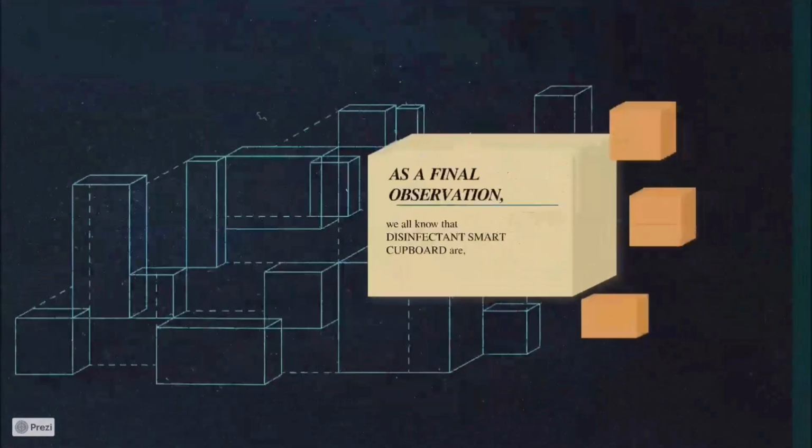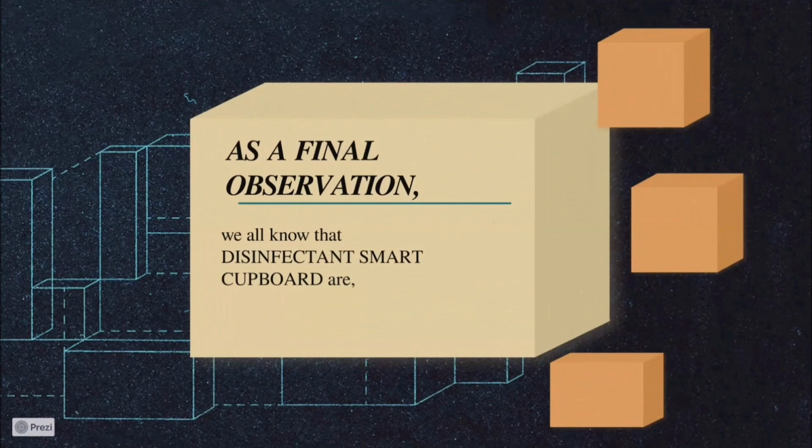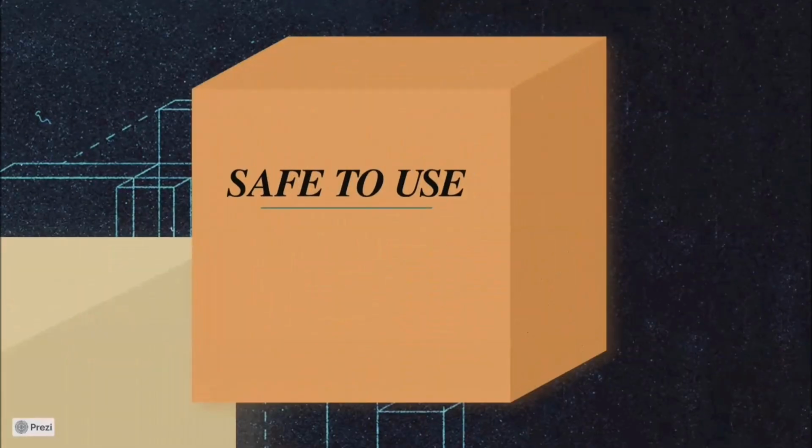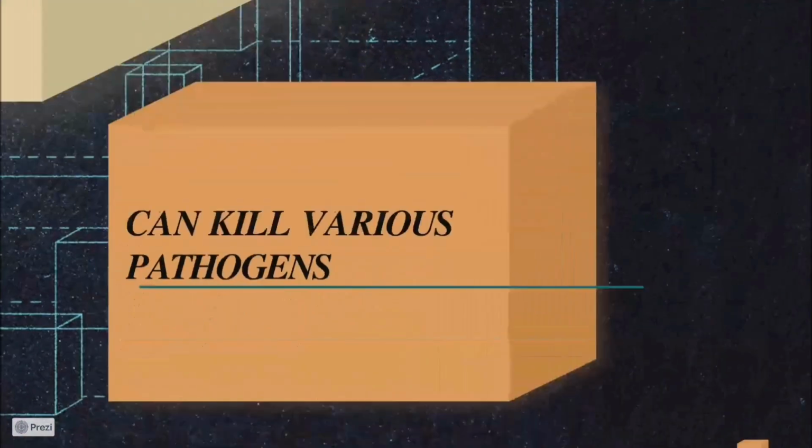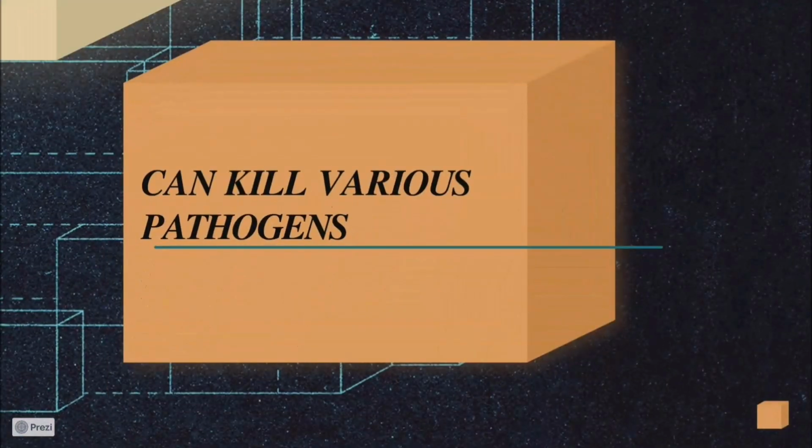In conclusion, as a final observation, we all know that disinfectant smart cupboards are believed to be safe to use. After doing research from various sources, UVC light is the safest to use compared to other UV light. This smart cupboard is easier to use. More importantly, this smart cupboard can kill various pathogens attached to clothing. This smart cupboard is very useful, even more when the world is hit by a pandemic.